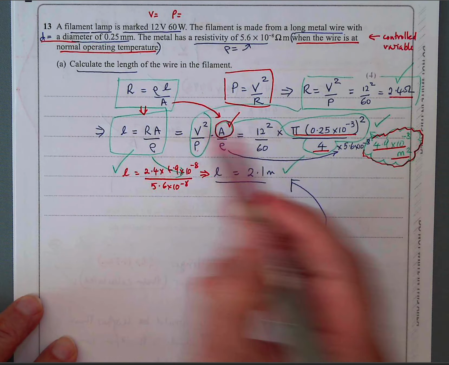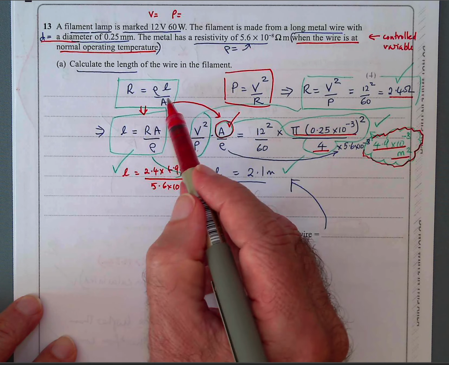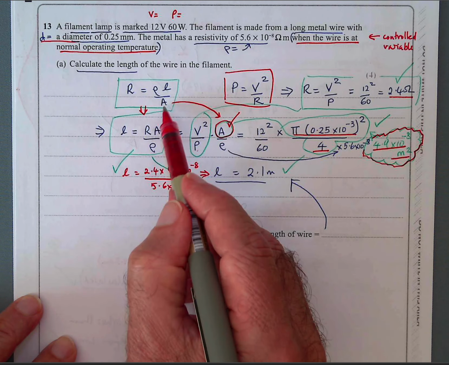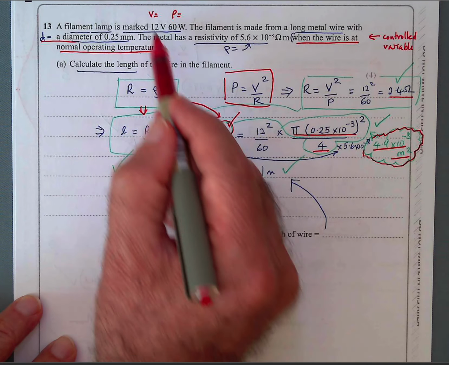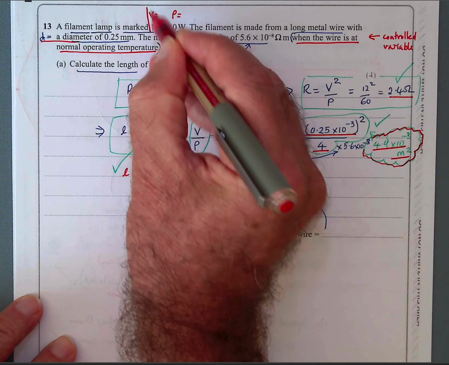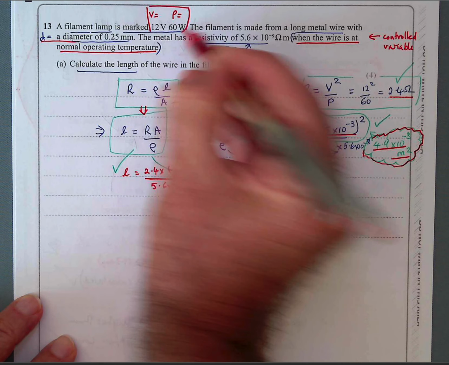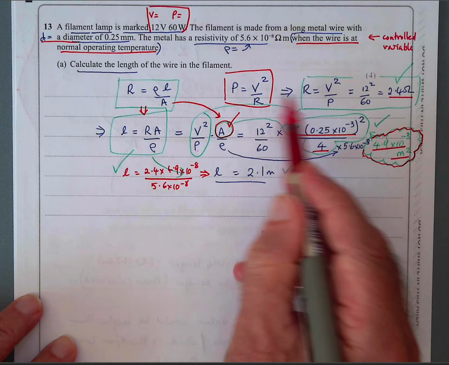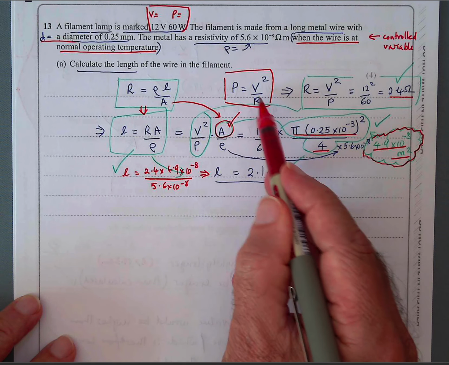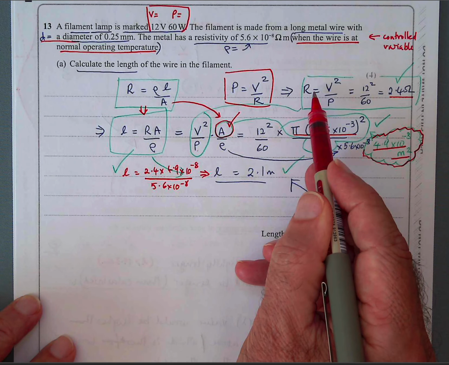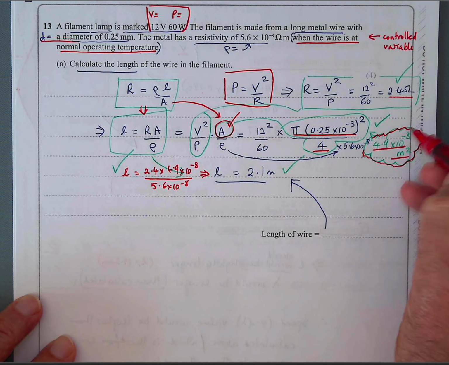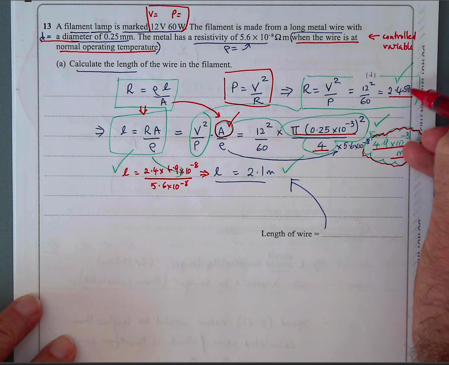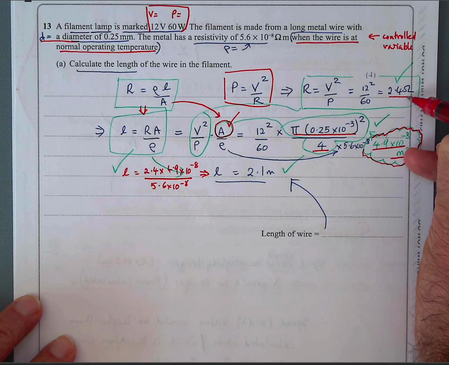What I've done is I've converted the two equations, the resistivity equation with the power equation, given the information here about the power and the voltage. If we know the power and the voltage, we know power is V squared over R, so we can work out resistance is V squared over P. Likewise, if you do the area, you get 1 mark. If you work out the resistance from V squared over P, you get 2.4 ohms.